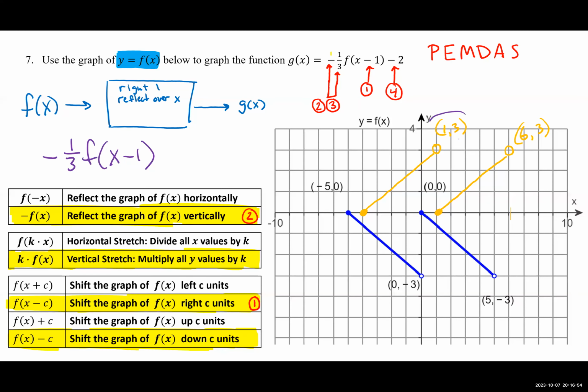So if you look right here, that's the point 1, 3. The y value is 3. If you times that by 1/3, 3 times 1/3, you get 1. And the other point stays on the x-axis because 0 times anything is 0. And then we got the point 6, 3 times the y value by 1/3. Now we're down to 6, 1.